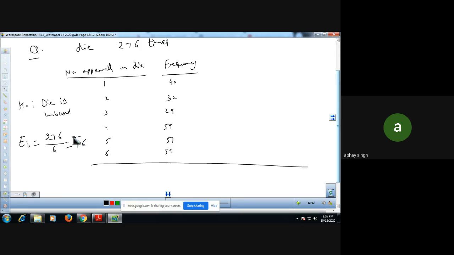This is 46. So to find out chi-square, the given frequencies are said to be OI, observed frequencies, and this is EI. EIs are calculated or expected frequencies. It is clear that it is always 46. So you can write down 46 in each of the cases. Now, how to compute chi-square? And there is the formula. The formula is that is a summation.